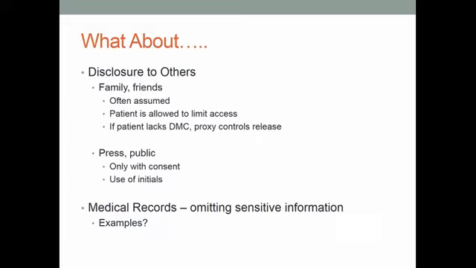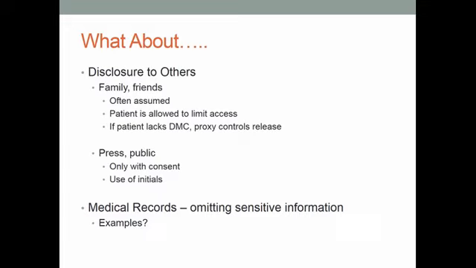We often assume when family and friends approach us in the hallway and ask about what's going on with their loved one, we assume that they are in good faith and that we are allowed to share information unless the patient has told us otherwise. Patients with decisional capacity are allowed to limit access and say, "I don't want this disclosed." That could sometimes cause some dilemmas when they don't want even to disclose who would be their decision maker if they lack capacity.